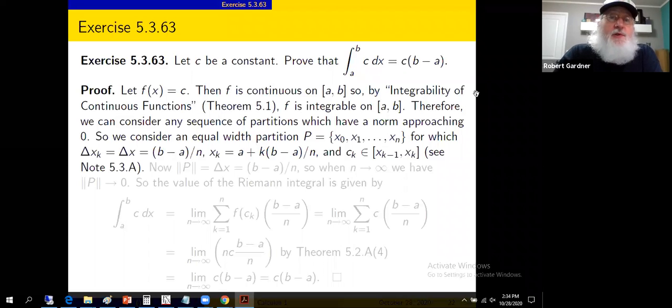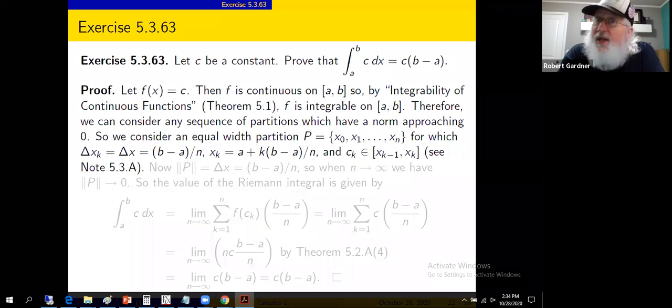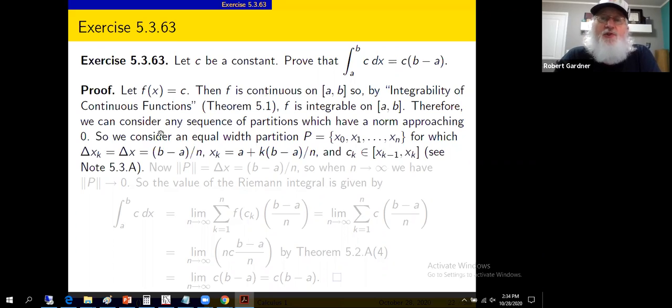Well, first, constant functions are definitely continuous functions. So this function's continuous on the interval from a to b. So theorem 5.1 says continuous functions are integrable. So this is an integrable function, meaning we can consider any sequence of partitions which have a norm approaching 0, and the associated Riemann sums will have a limit that equals the value of the definite integral. Knowing integrability allows us to consider any appropriate partitions, that is, partitions for which the norm approaches 0.